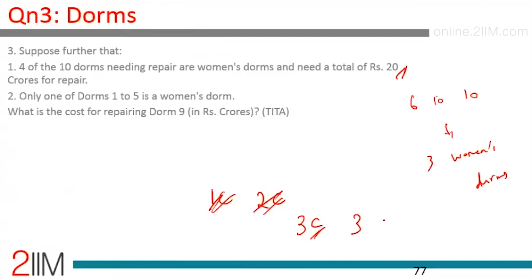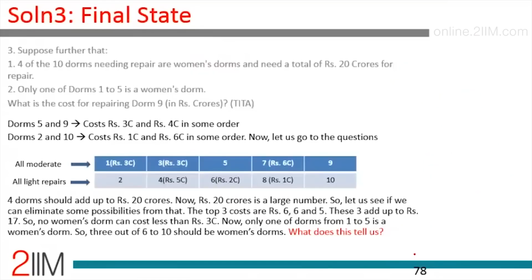This is 3. The other 3 should be 5, 6, 6. But women's DOMs cannot cost 1 or 2 crores. That we know for a fact. And that's a big starting step. So let's build on that.